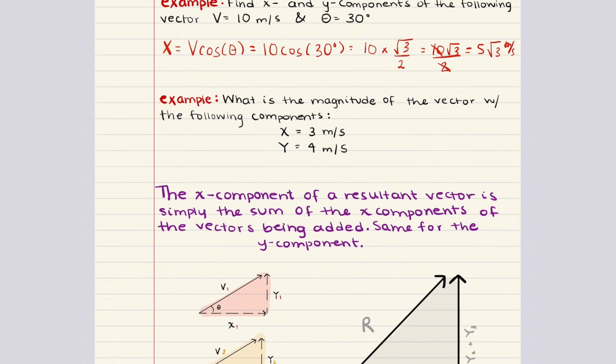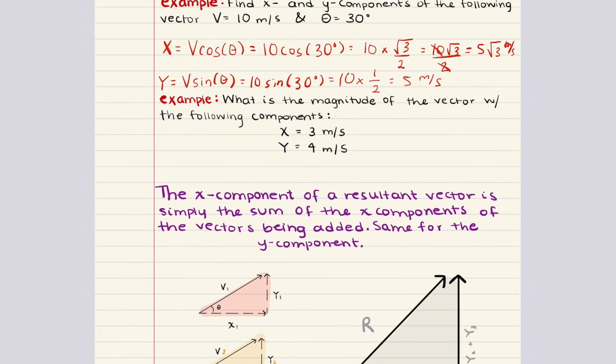What about for our y component? Our y component is going to be v sine theta, and that's going to be equal to 10 sine 30 degrees. Now, sine 30 degrees is equal to 1/2, so what we have here is 10 multiplied by 1/2, which is equal to 5 meters per second. So our y component for vector v is equal to 5 meters per second. And we've answered this example problem.